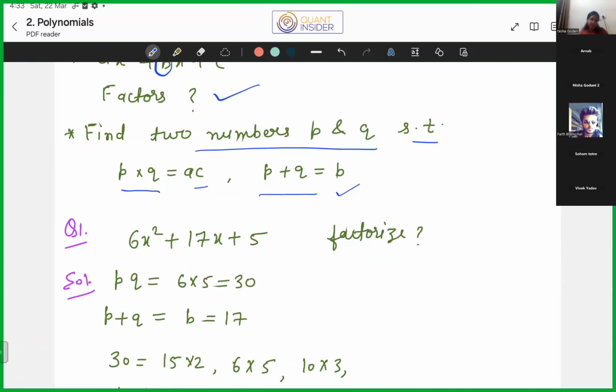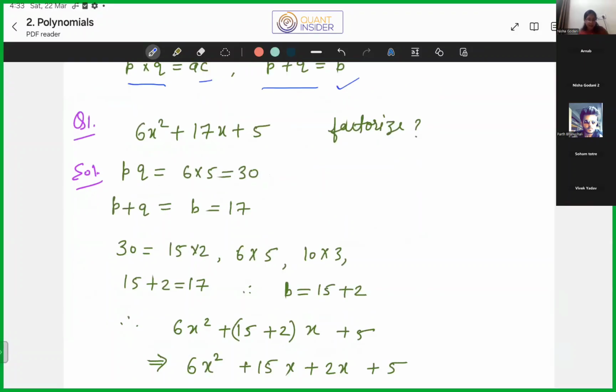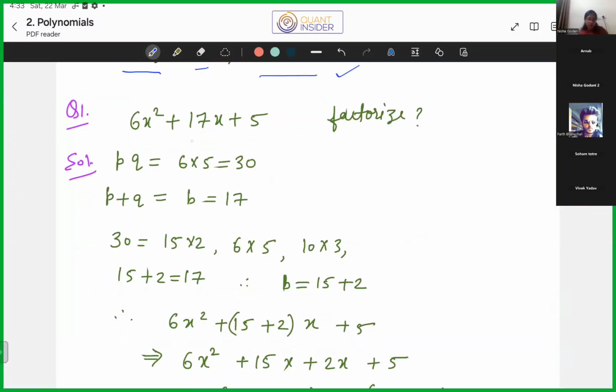Let's see this example. You have 6x square minus 17x plus 5. You have to find p and q such that p into q will be equal to 6 into 5, which is 30, and p plus q will be equal to 17. So what you need to do is find the factors of this 30. So 30 can be written as 15 into 2, 6 into 5 is also 30, 10 into 3 is also 30, 30 into 1 is also 30.